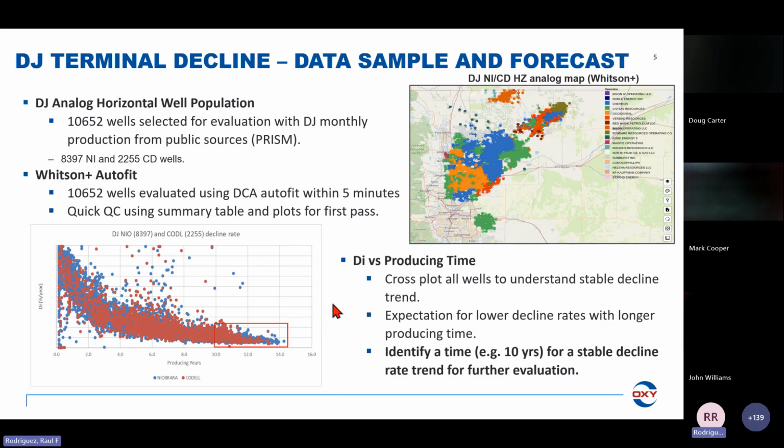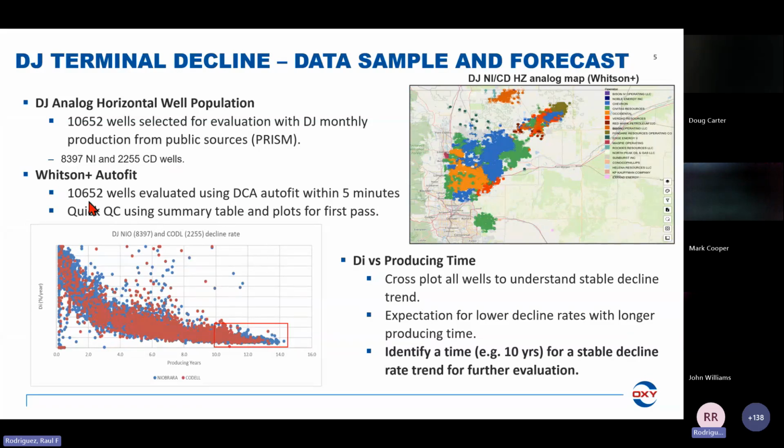Okay, and then this is the cross plot I was talking about, and the objective is to identify this stable trend, and from this initial pass, we might see like maybe after 10 years, we can go and refine our evaluation of the terminal decline. At the end, what we're looking for is to have the wells with the most producing years, but at the same time wells for which we have a very good data sample for our evaluation.